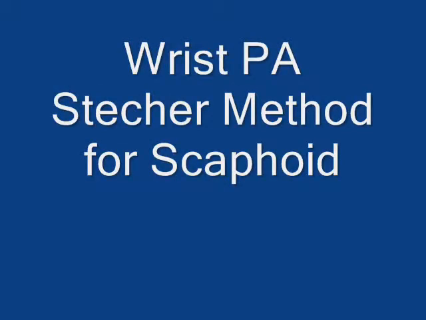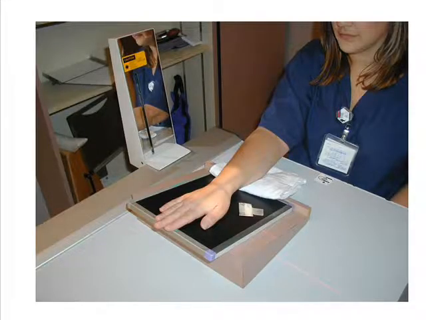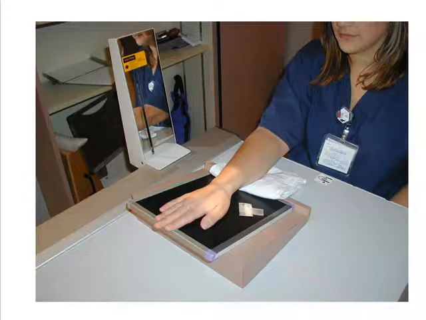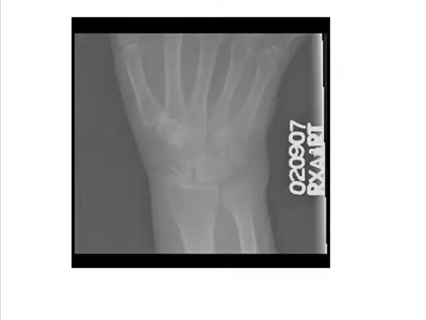The PA axial or scaphoid Stecher method has the patient's pronated wrist still centered to the 8 by 10 image receptor, which is placed with the finger end on a 20-degree support. The central ray is directed perpendicular to the scaphoid. Collimation improves radiographic contrast. When making the exposure, the patient should remain very still, but suspended respiration is unnecessary.